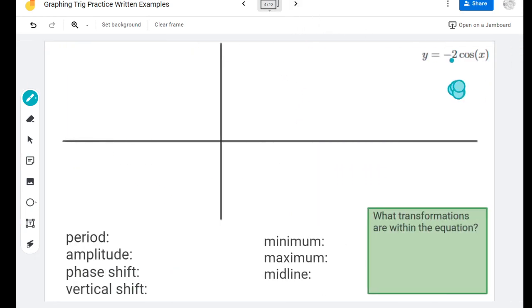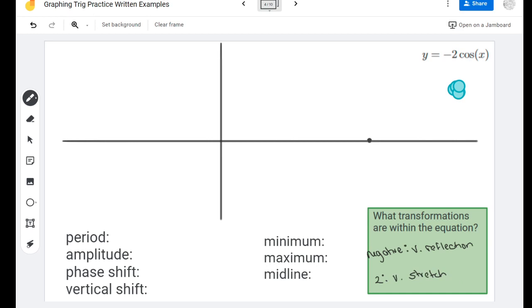Let's try another one. So on this one, we're going to be dealing with the cosine graph. It's being multiplied by -2. So there's actually 2 transformations that are happening here. We're dealing with the negative that's here in the front, and then we're dealing with the 2. So understand that there's 2 transformations here. When we multiply a function by a negative value, you have a vertical reflection. And when you multiply it by 2, you're going to have a vertical stretch.